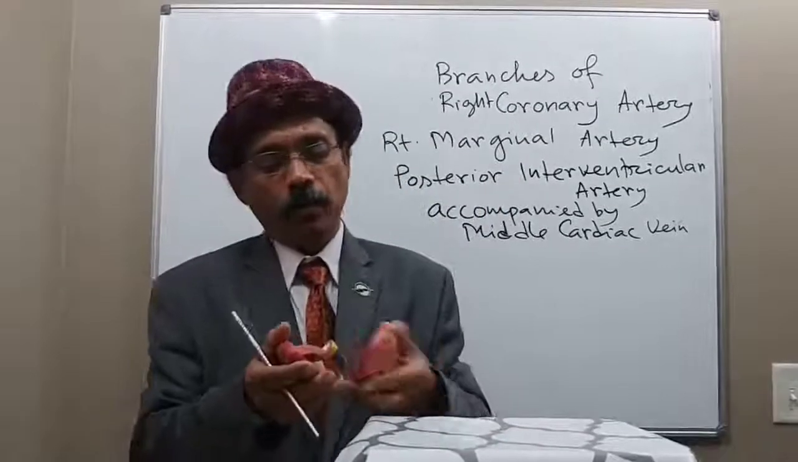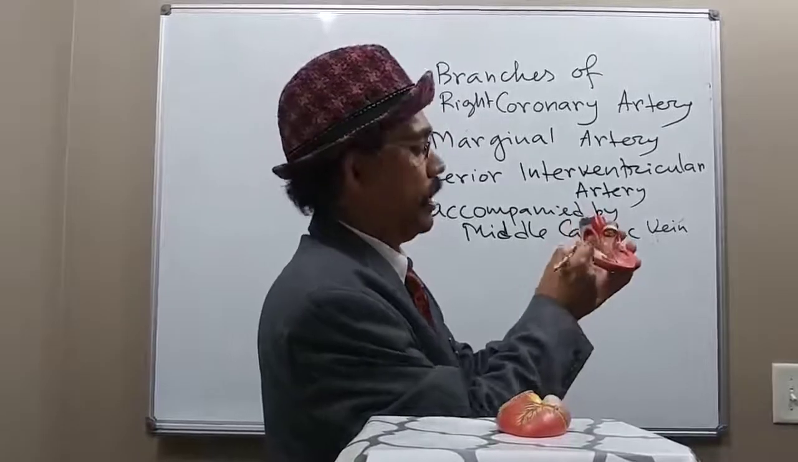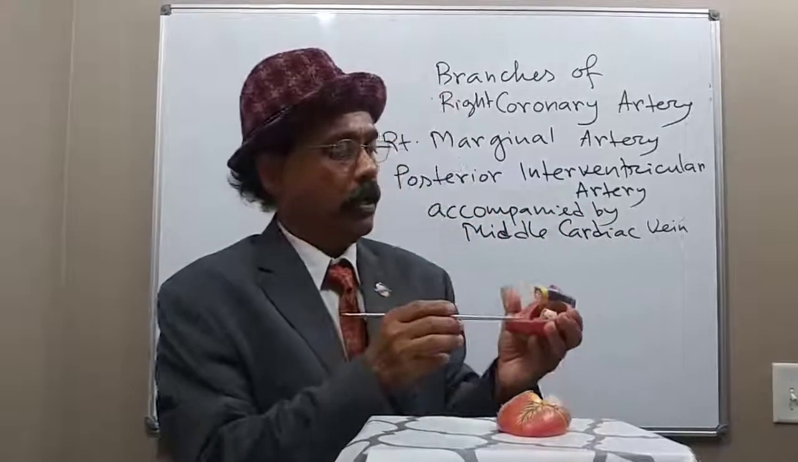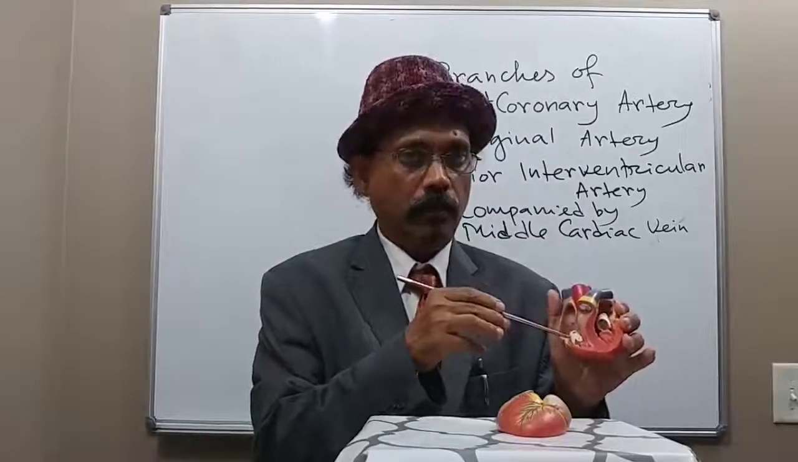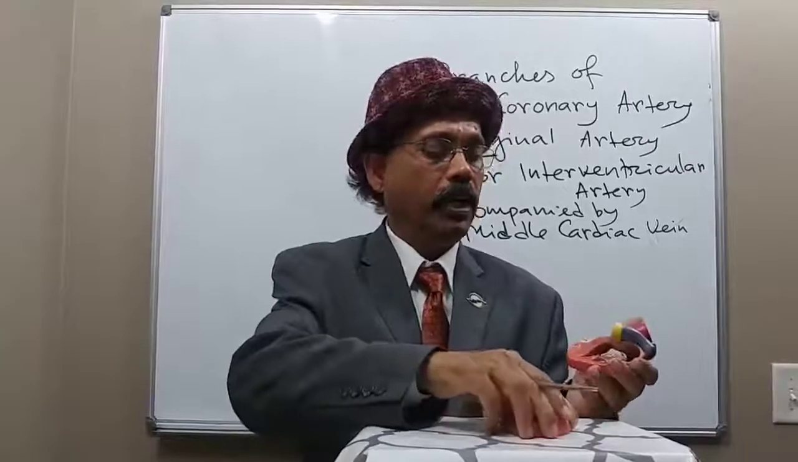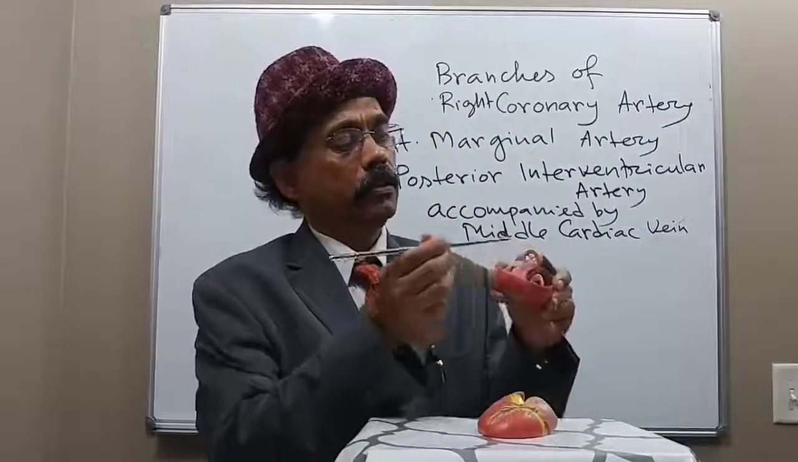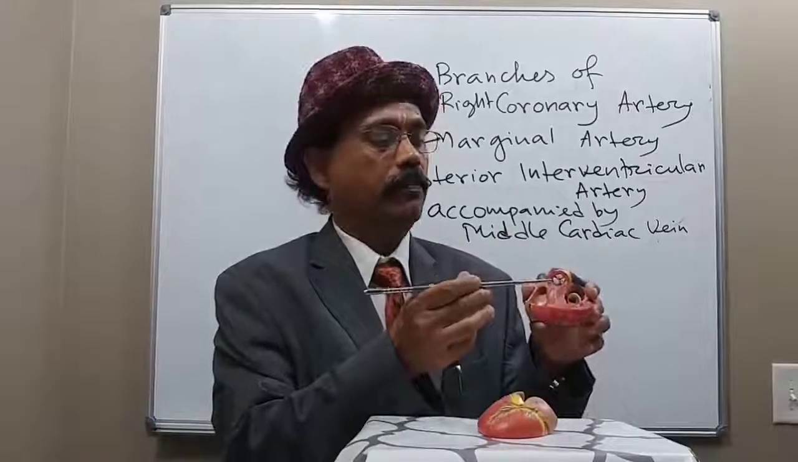Okay, if you go inside the right atrium, we have the fossa ovalis here, and we have the papillary muscle. This is the tricuspid valve or right atrioventricular valve. This is the outflow tract of the right ventricle.